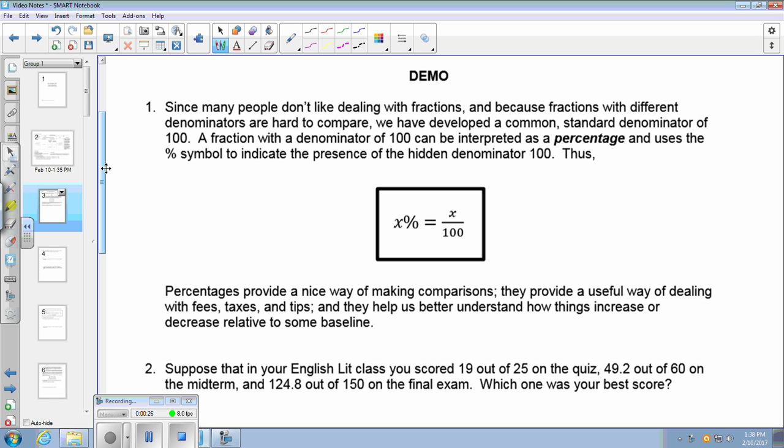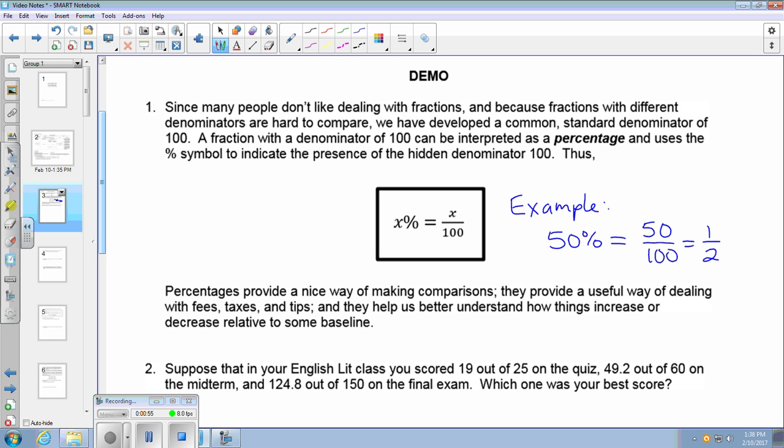All right, in our demo section, number 1, since many people don't like dealing with fractions, and because fractions with different denominators are hard to compare, we have developed a common standard denominator of 100. A fraction with a denominator of 100 can be interpreted as a percentage and uses the percent symbol to indicate the presence of the hidden denominator 100. Thus, x percent is equal to x over 100. As an example, if you take 50%, that represents the fraction 50 over 100, or 1/2 if you reduce that.